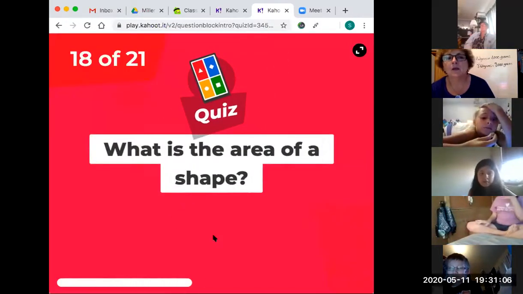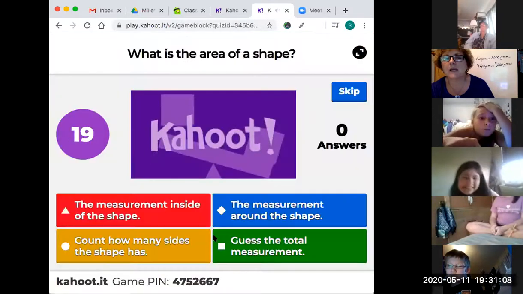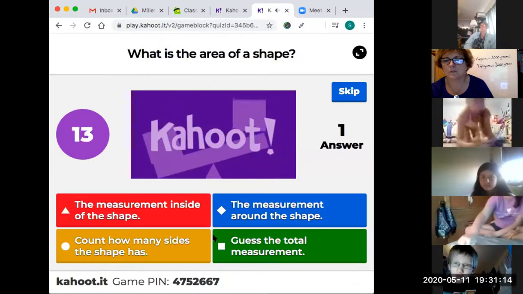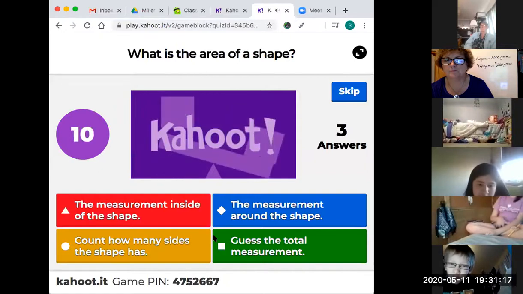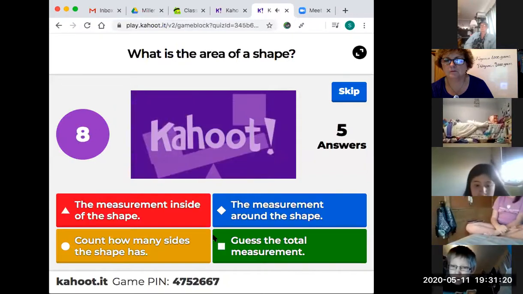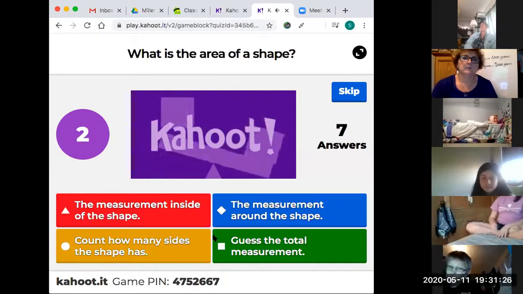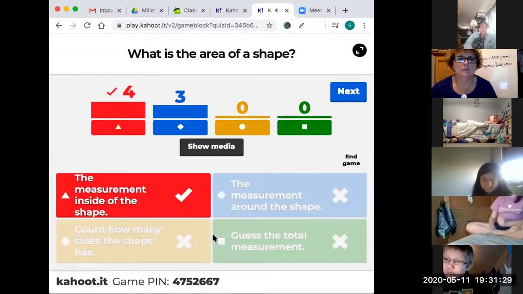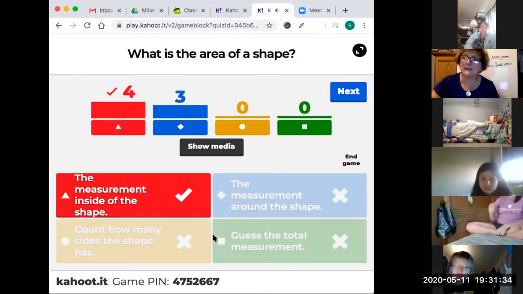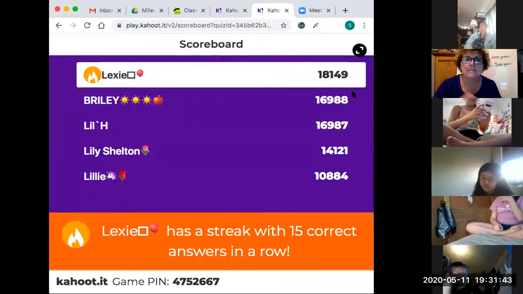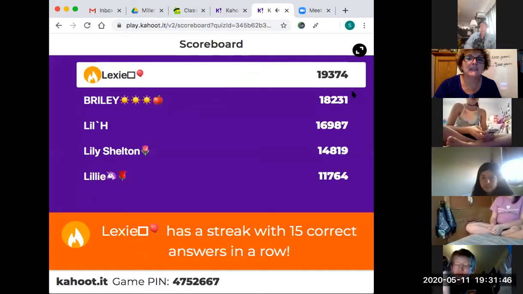Good job, Lexi. What is the area of a shape? Area is inside, the whole place inside of that shape. All the little nooks and crannies inside. Measurement inside. Lexi continues to be on top.